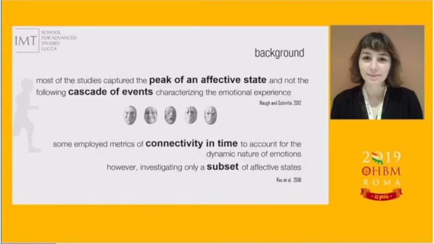And previous studies in the domain of the emotions actually focused on the peak of the emotional percept, without acknowledging the following cascade of events that are what at the end characterize the emotional experience. Some of them employed metrics of connectivity in time to try to overcome this issue, but they only investigated a subset of affective states, since it is indeed very difficult to consider both the complexity and the dynamics of emotions.